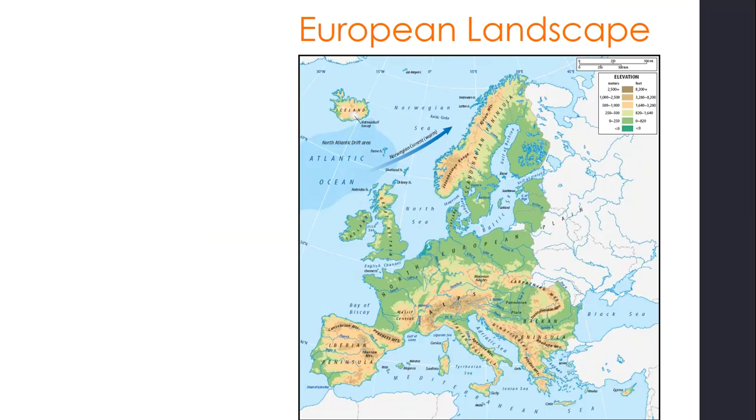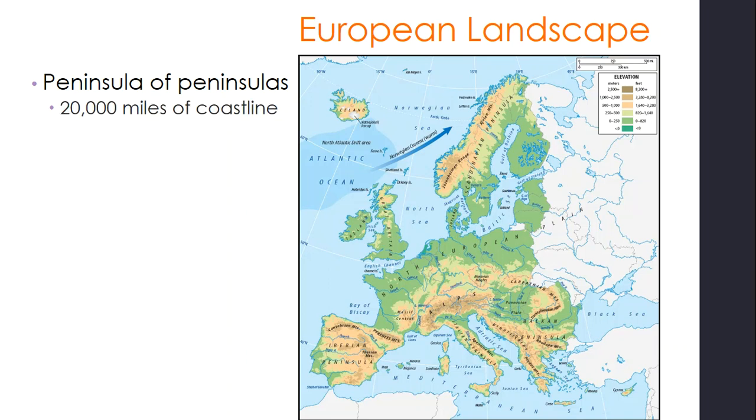So first we're going to talk about the physical geography of Europe in this part. Europe is basically a giant peninsula of peninsulas, right? It's surrounded by water on 3 sides, so it's this really large peninsula, and then it has all of these smaller peninsulas off of it. It has over 20,000 miles of coastline, which is incredible given its size. Africa, which is much, much larger, only has about 16,000 miles of coastline.